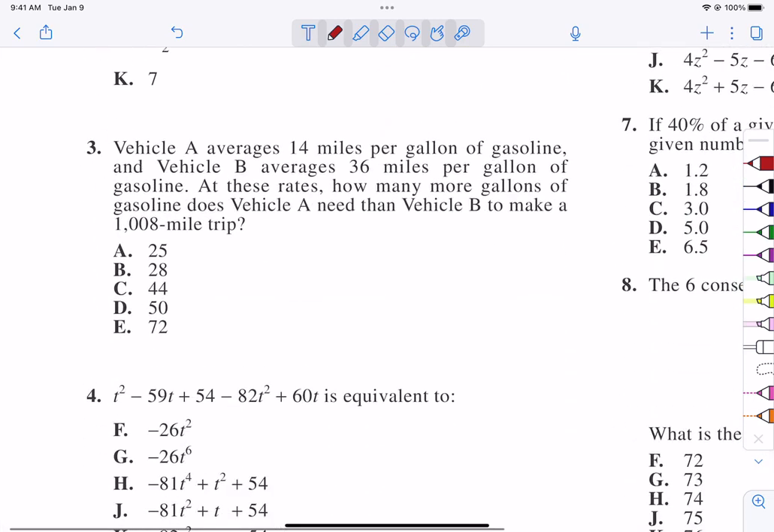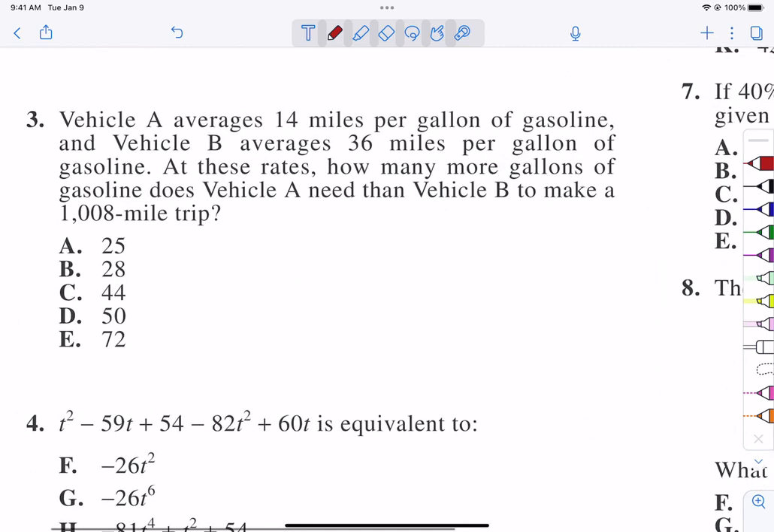Okay. Number 3, it says vehicle A averages 14 miles per gallon. Vehicle B averages 36 miles per gallon. At these rates, how many more gallons of gasoline does vehicle A need compared to vehicle B? Well, if we know how long the trip is and how many miles per gallon it's going to take, we're just going to divide. So this one I would definitely throw into a calculator.